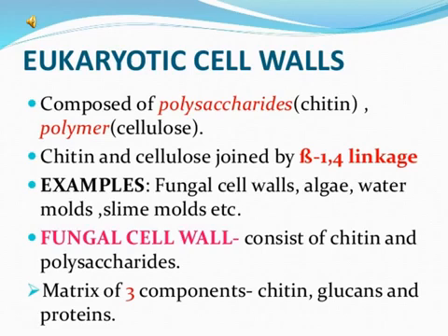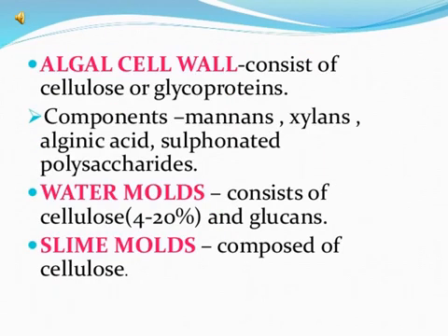Eukaryotic cell walls are composed of polysaccharides, chitin and cellulose joined by beta-1,4 linkage. Examples are fungal cell walls, algae, water molds, slime molds. The fungal cell wall consists of chitin and polysaccharides, a matrix of three components: chitin, glucans and proteins. The algal cell wall consists of cellulose or glycoproteins. Its components are mannans, xylans, alginic acid, sulfonated polysaccharides. Water molds consist of cellulose 4 to 20% and glucans. Slime molds are composed of cellulose.